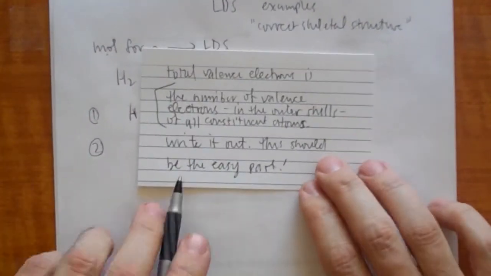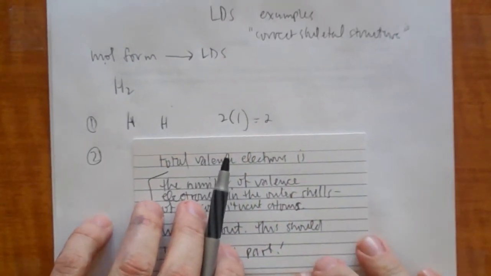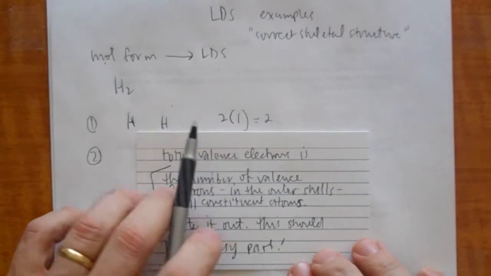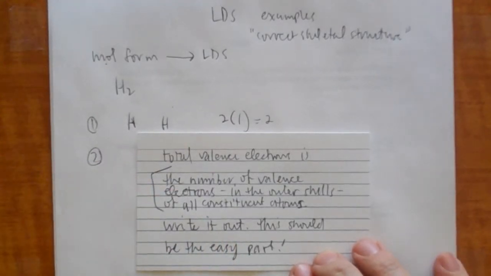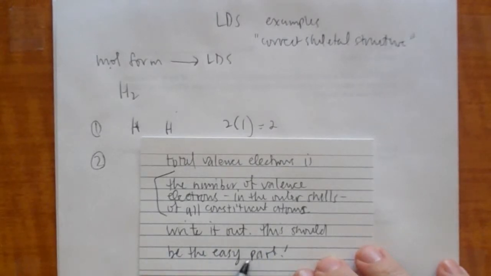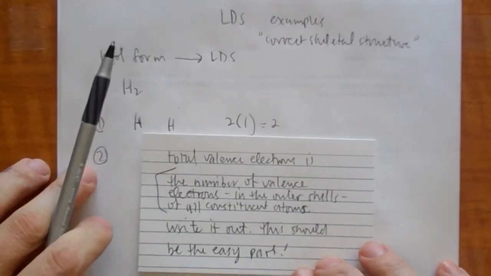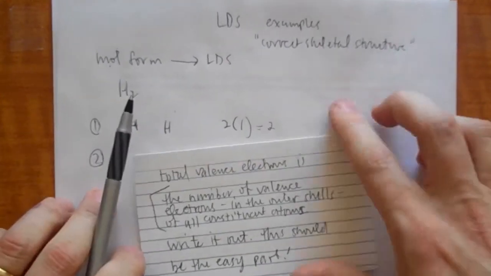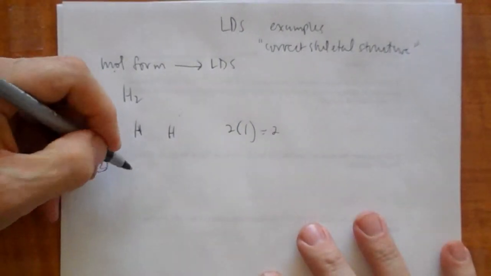Alright, I say write it out. Always write it out. Now in this case it's so simple that that's not a very convincing argument that you need to do that. But you'd be surprised at how often I see incorrect answers, and this is where the problem is. And it's excruciating because it's such an easy step. People have a tendency to do it in their heads, which is a mistake. Write it out. This should be the easy part. Alright? So it's 2 electrons.